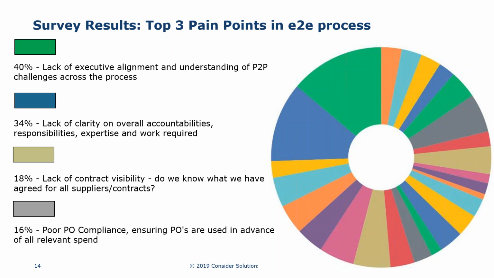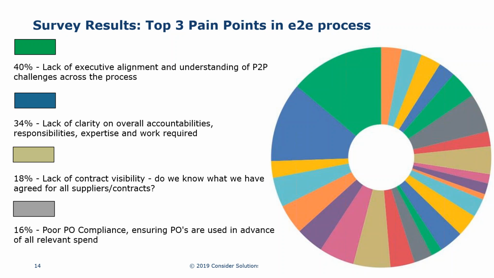Second one, a lack of clarity on overall accountabilities, responsibilities, expertise, and work. That's about governance of the process, which is very related to the top one. So this is a very interesting link point. The next biggest one was lack of contract visibility. Do we know what we've agreed for all suppliers and contracts? So it's an interesting point.